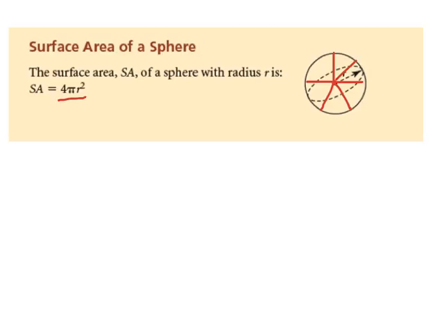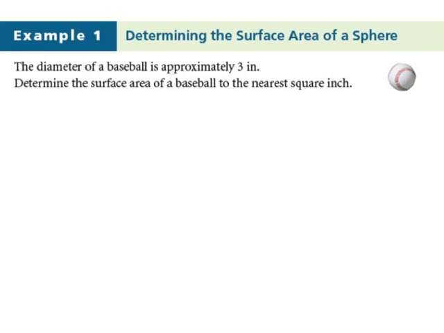Let's use this formula to do an example. The diameter of a baseball is approximately 3 inches. Determine the surface area of a baseball to the nearest square inch. The first thing we have to consider is that the diameter is 3 inches.